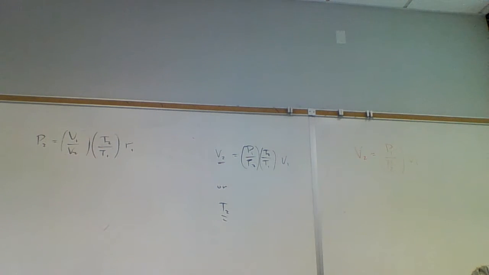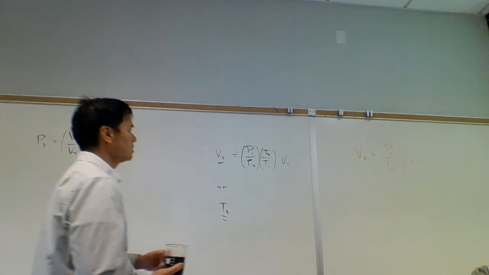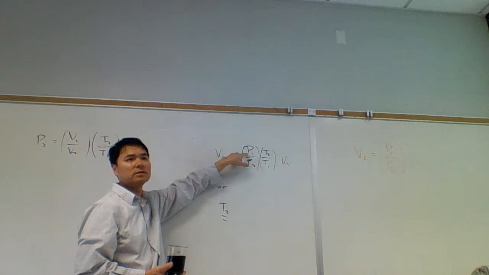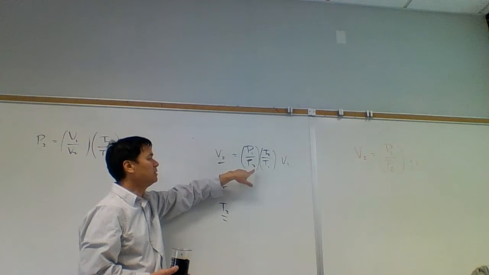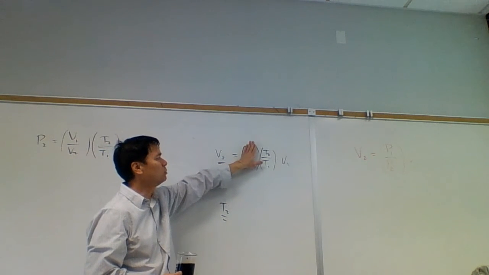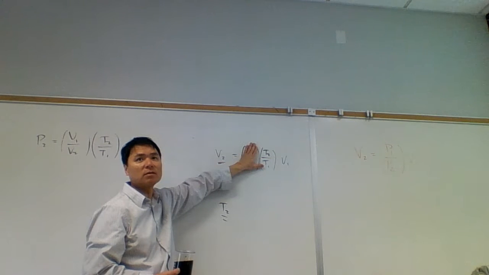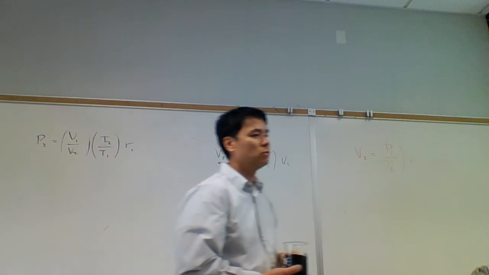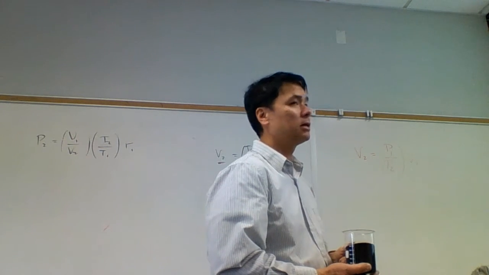Now, this is not Charles' law. This is the combined gas law. When we see Charles' law, well, let's go back to Charles' law. Do you see that constant pressure? Constant pressure means that the pressure doesn't change. So P2 is the same as P1. If P2 is the same as P1, then this is just equal to 1. And then we have Charles' law proper.